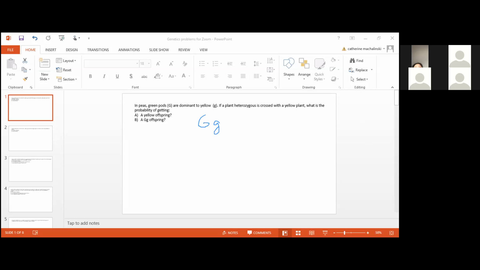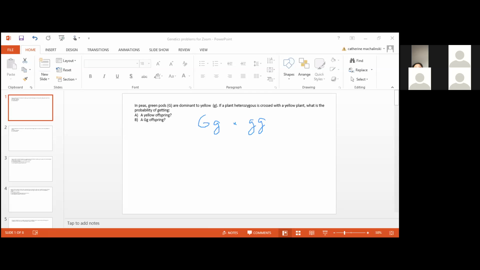So I'm not seeing any answers in the chat for the question. So either that means that you're not typing it in or you're totally confused. So let me start by showing you how to do this. You've got a plant that is heterozygous. So heterozygous would mean one dominant allele and one recessive allele. So big G, little g would be heterozygous. Now that plant was crossed with one that was yellow. And since yellow was recessive, the only way to get yellow is to be homozygous recessive. So these are your parents.